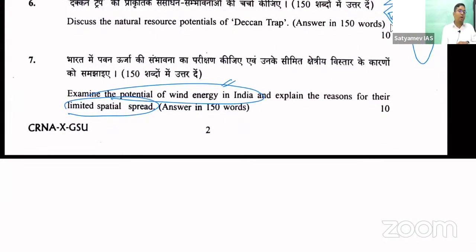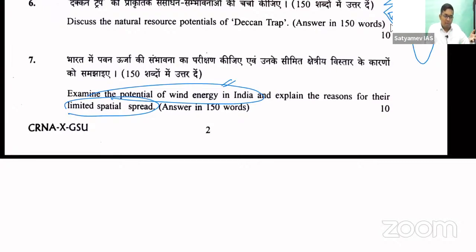And then you will talk about causes, the reasons for its limited spread. So what are the reasons? How can you categorize? Think of the structure. That's what I'm telling. Do not just stop at one point. Think about the structure. Number one, technology. Number two, cost. Number three, what?